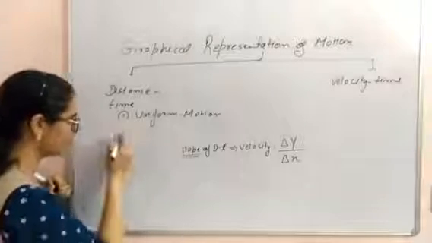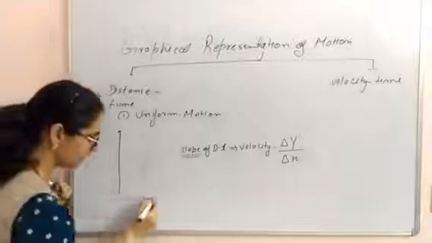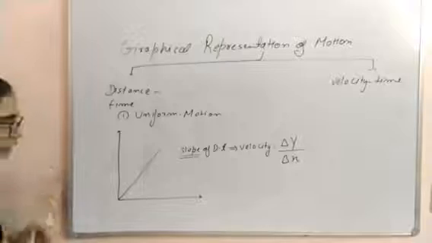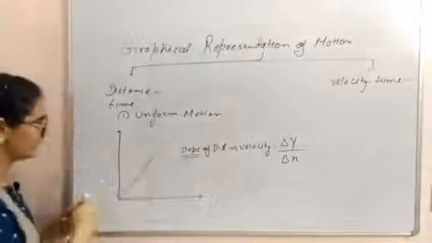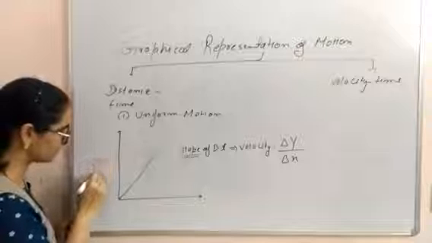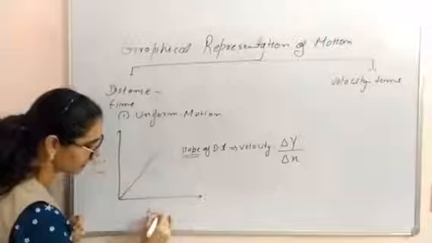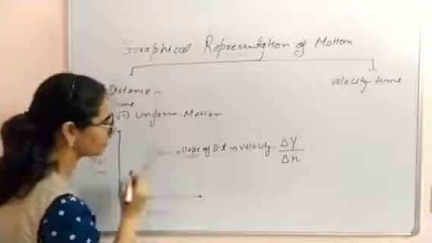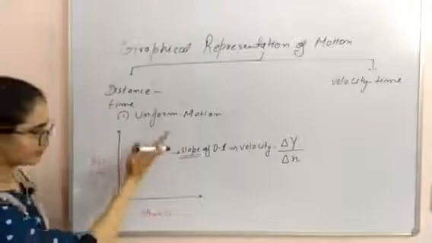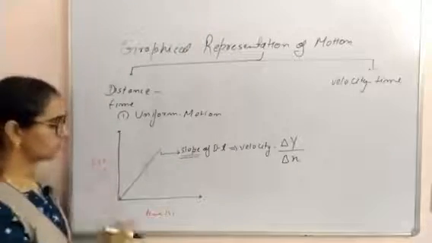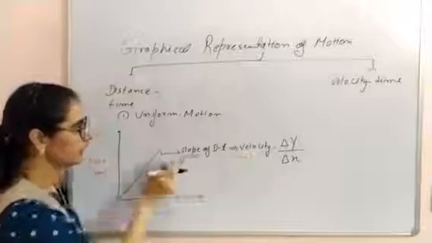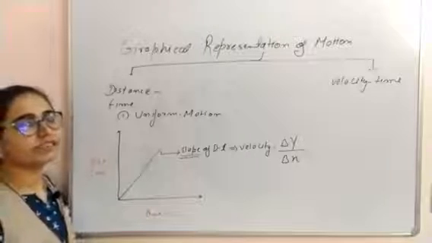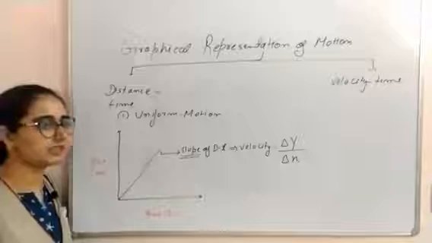So in this graph, we have distance and we have time. Here is the linear graph. Distance we are measuring in meters, and time we are measuring in seconds. Clear? This thing is called slope, and the slope of a distance-time graph always represents velocity. If we can find the value of this slope, we can easily calculate at what velocity or at what speed the object is moving.